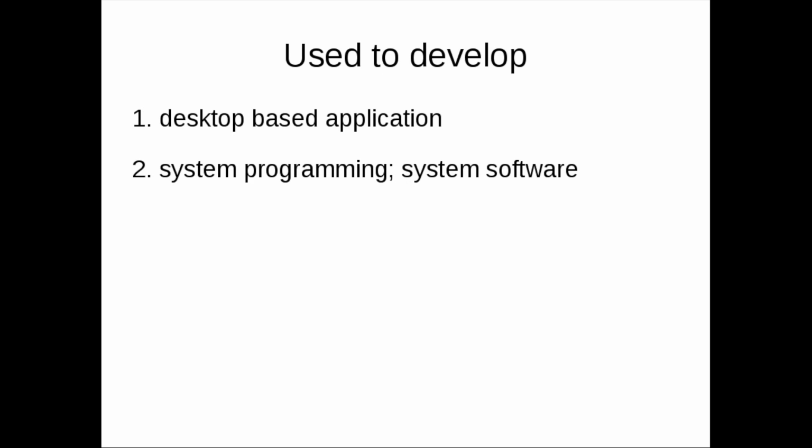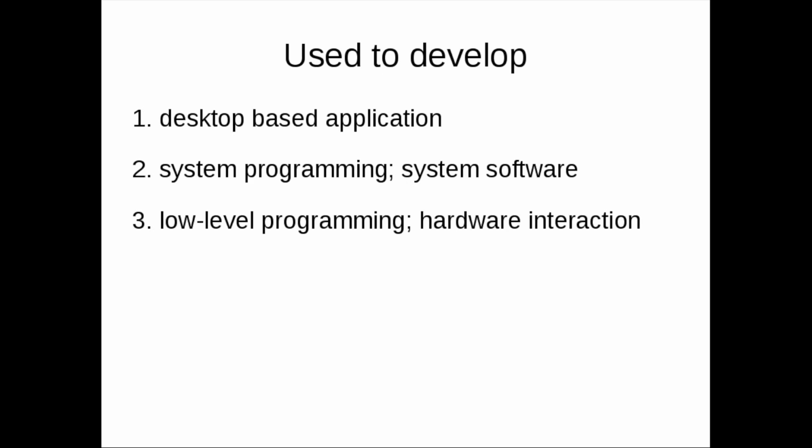Third, as C is a low level language, it is used for hardware interaction and for developing device drivers. The fourth domain where C is used is network programming. C came with a rich set of socket programming APIs through which we can go for network programming and develop applications which can run on a client server infrastructure.